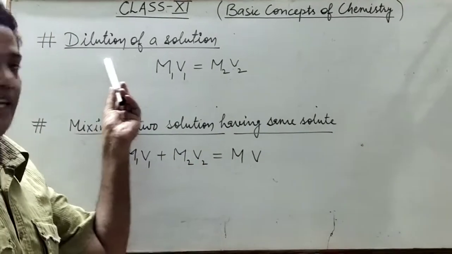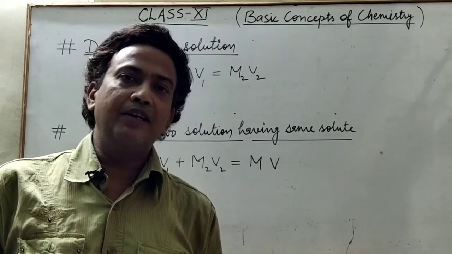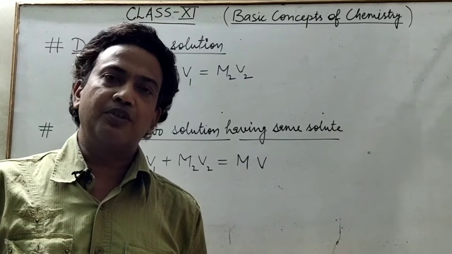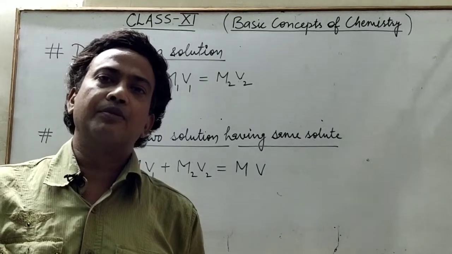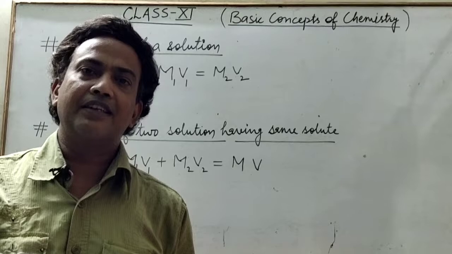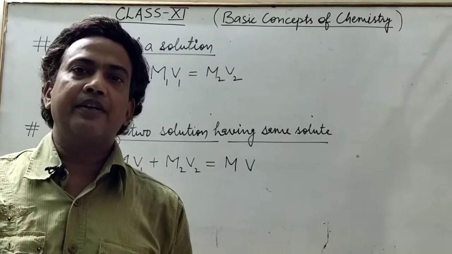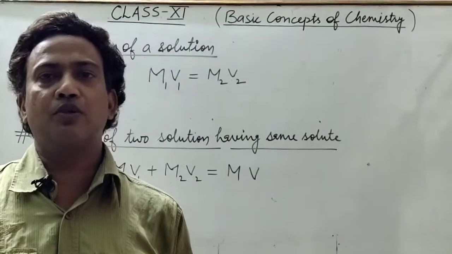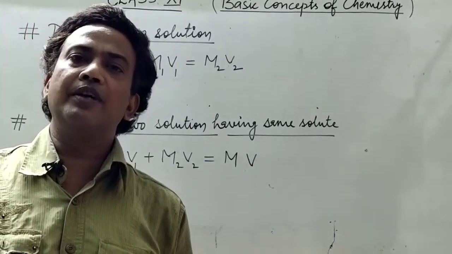Students, next is dilution of a solution. Dilution means adding water into a solution so that concentration of solution is changed. When we are carrying out dilution, water is to be added, volume of the solution is increased and hence concentration is decreased. When dilution of a solution is carried out, M into V means molarity into volume term remains constant. Molarity is changed, volume is changed, but M into V remains constant.